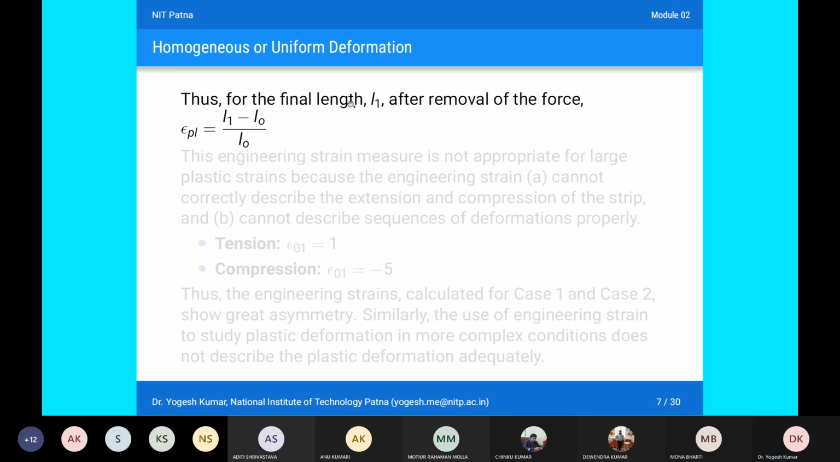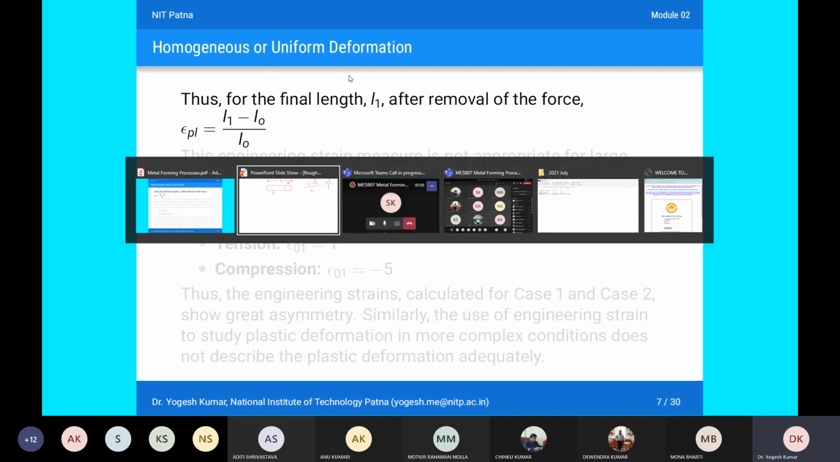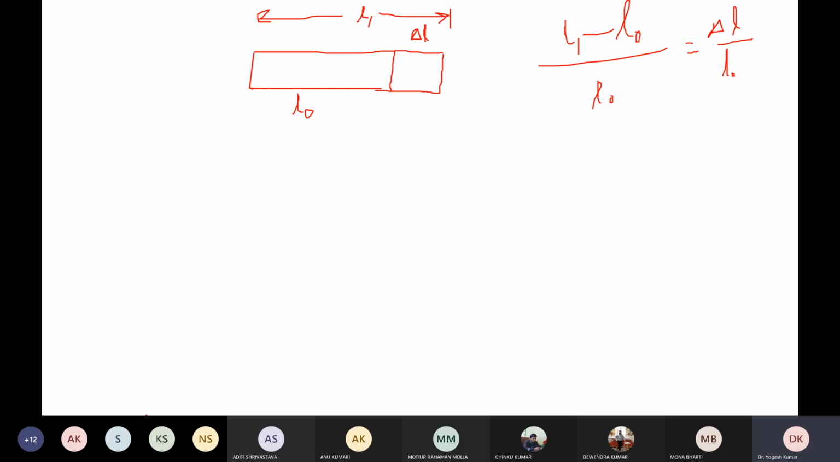Let us try to understand more about what is happening when we try to compute engineering strain. What are the issues, and how did the concept of true strain come about? Let us take one example, that you have a metal strip. Let me draw here. Okay, it is already drawn. We have a metal strip.